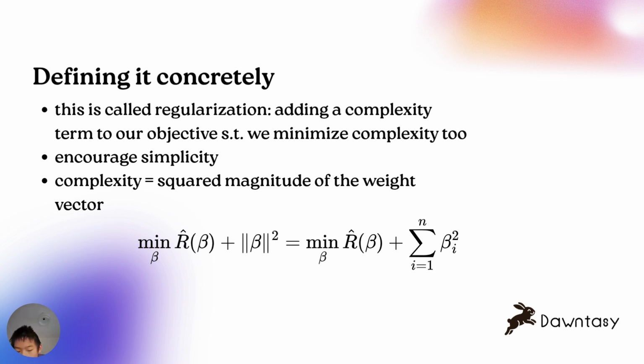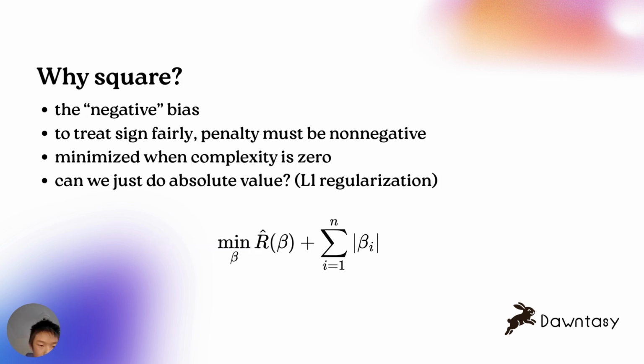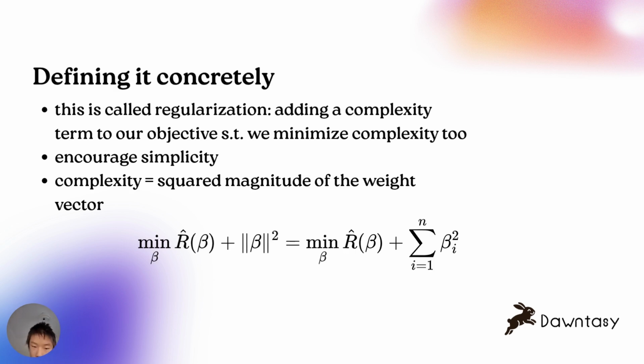So it encourages the model to have a negativity bias, encouraging it to say, to minimize the loss, you have to make the weights negative. But we don't want the weights to be negative. We want it to be neutral to the sign. So to treat sign fairly, the penalty must be non-negative. Thus, we can take the absolute value or the squared value. The one we discussed before is called L2 regularization, where we use the square.